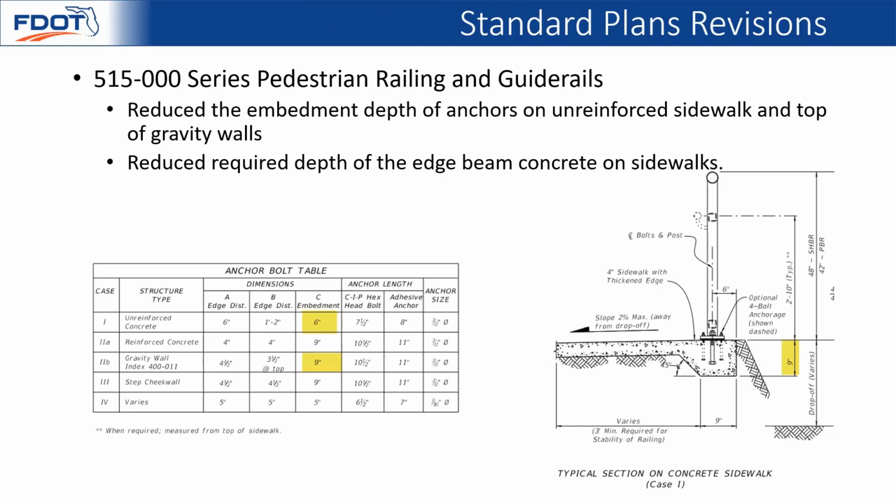Now, this change I think you're going to like. It will save some money on sidewalk projects with pedestrian rails or guide rails. We did a lot of testing at the structures lab, and we proved that the reduced embedment on the adhesive anchors works. It doesn't work by doing calculations, but it works in the field. So we reduced the depth of the sidewalk edge beam from 12 inches to 9 inches to go along with reducing the anchor from 9 inches to 6 inches. Now you may need to highlight this for contractors, but I think they're going to like this. It will save a lot of concrete.